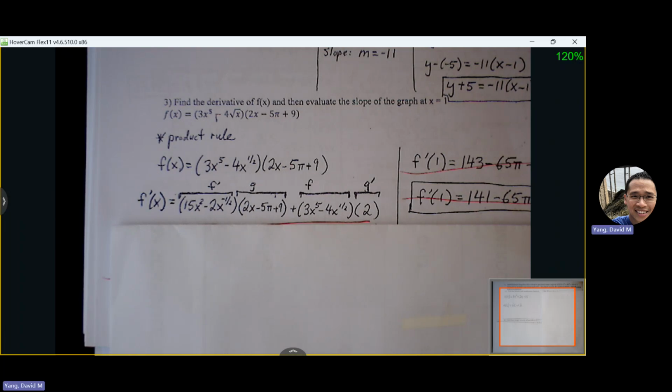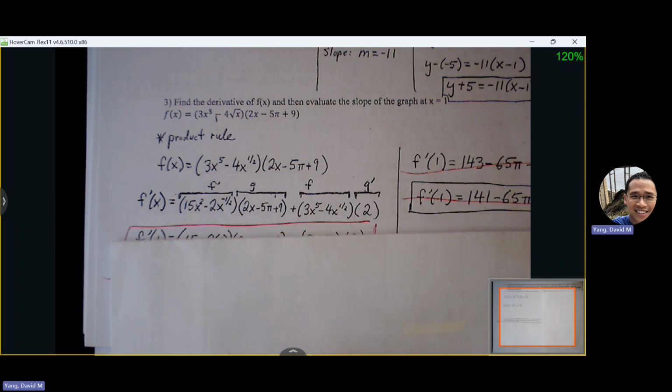And now how can I find the slope of the graph at x equals 1? How can we use F prime? Plug in what? So slope is derivative, right? So we can just do f prime of 1.